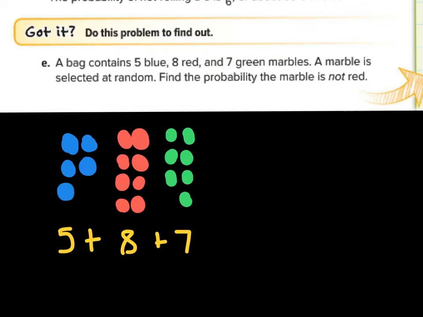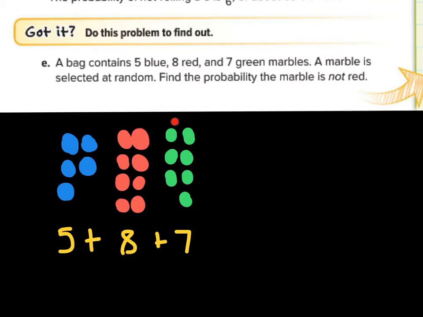Okay, let's take a look at the probability of not finding something by identifying the complement. A bag contains 5 blue, 8 red, and 7 green marbles. So we have our 5 marbles plus 8 marbles plus 7 marbles equals 20 marbles, right? 8 plus 7 is 15 plus 5 is 20. A marble is selected at random. Find the probability the marble is not red.